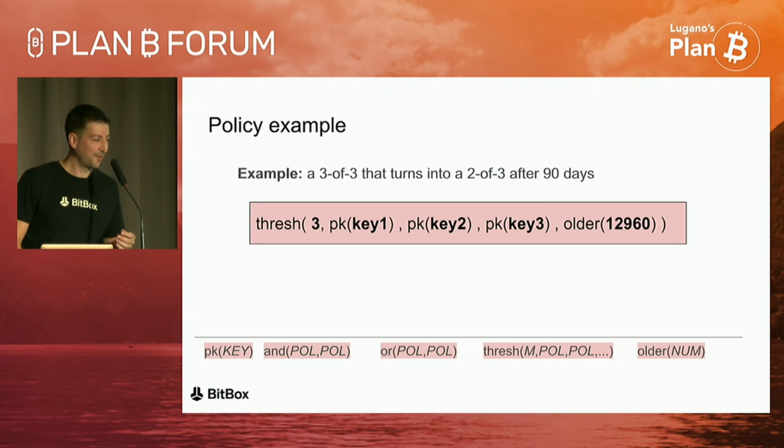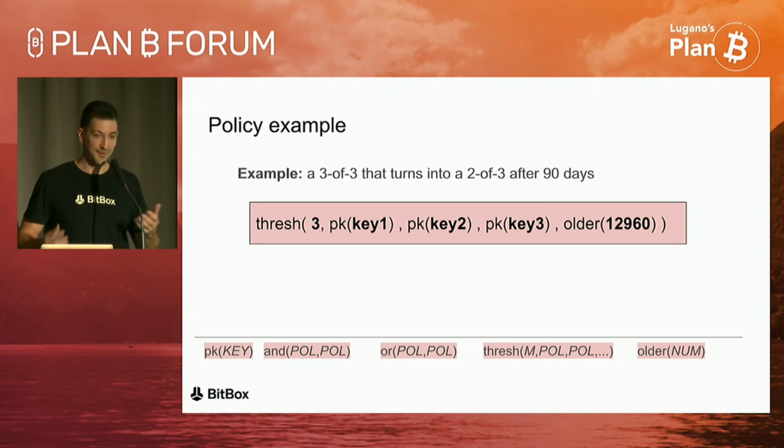So you can, of course, also write this in a more complicated way. The way you would normally do it is you say, and 2 conditions. One is 3 out of 3 now. Sorry, it's an or. Or 3 out of 3 now, and then 2 out of 3 combined with the 90 days. But this makes the script shorter in the end, so you save on onchain fees because the resulting script will be smaller.